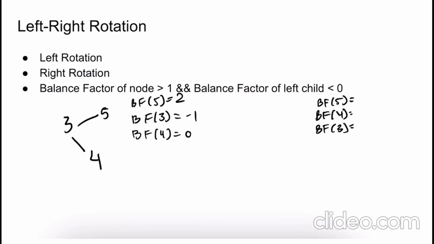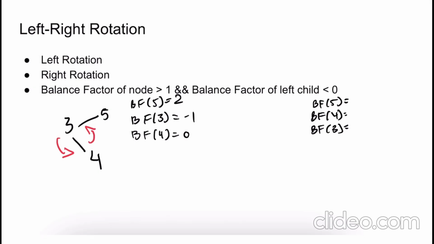A left-right rotation occurs when a node has a balance factor of 2, meaning it's left-leaning, but its left child has a balance factor of -1, indicating that the left child is right-heavy. In this example, we have inserted 5, 3, and 4. Looking at the balance factors, we can tell this is a left-leaning tree, but the child is right-heavy. First, we do a left rotation. After the left rotation, our tree looks like this. It is left-leaning, so we do a right rotation.